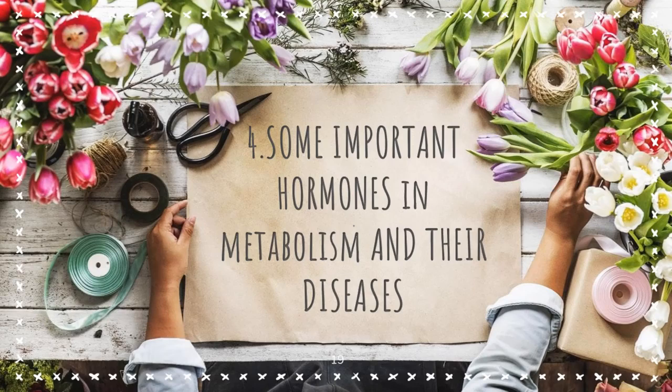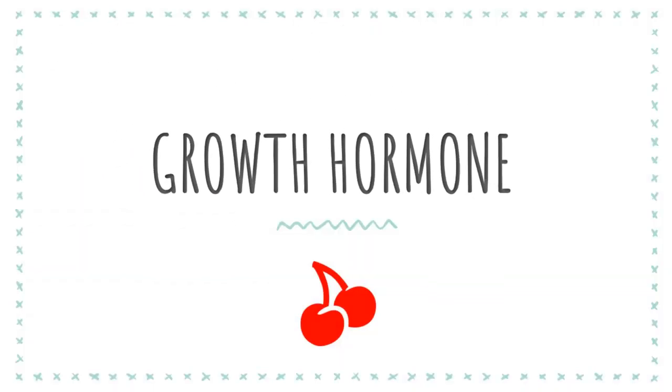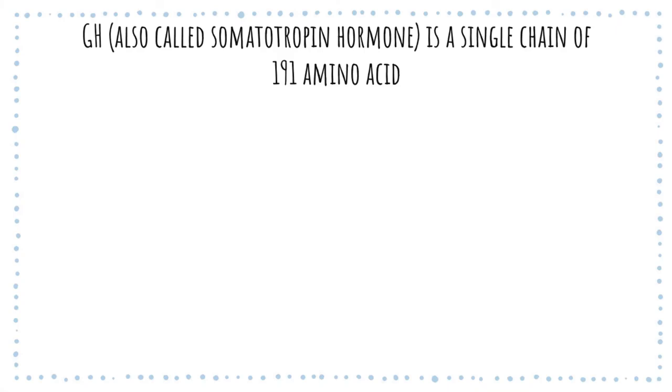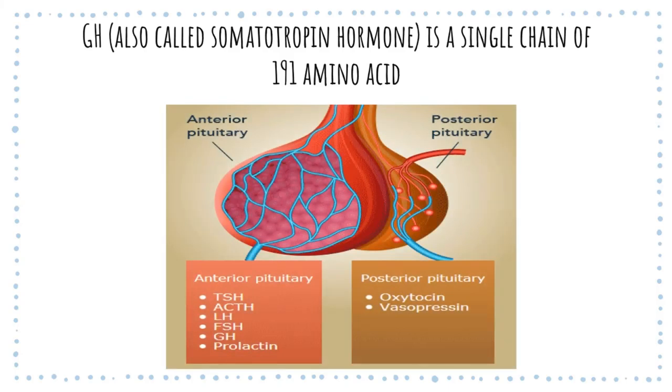Finally, there are some important hormones in metabolism and their diseases. Growth hormone. Growth hormone, also called somatotropin, is a single chain of 191 amino acids, a hormone secreted in the anterior pituitary gland. The anterior lobe of the pituitary plays a master role, secreting 6 major hormones that affect most of the body, including the other endocrine glands.